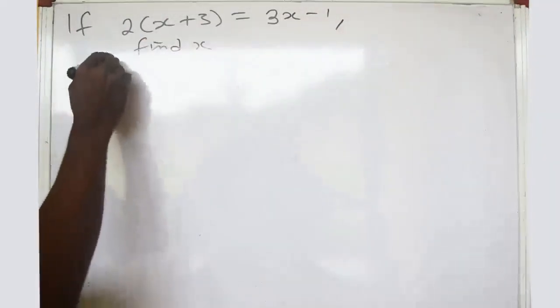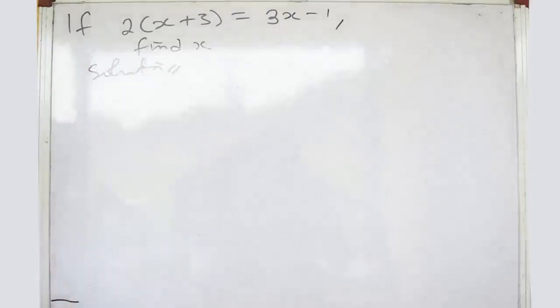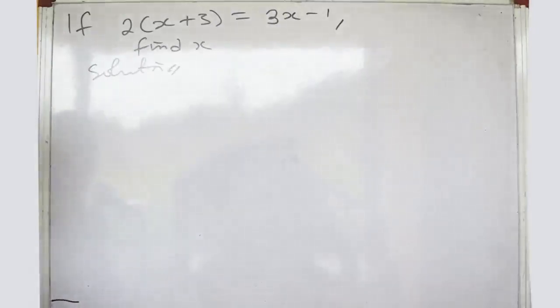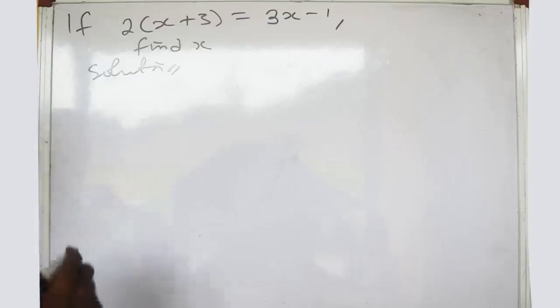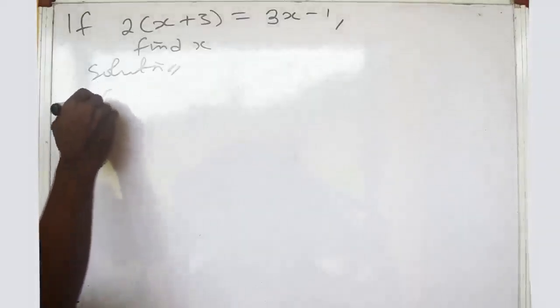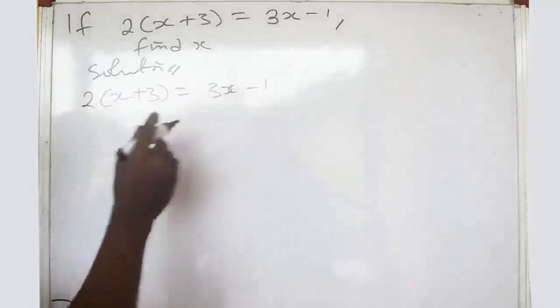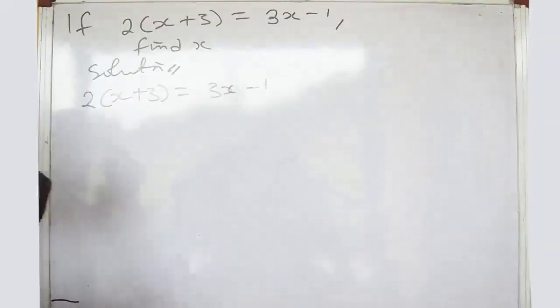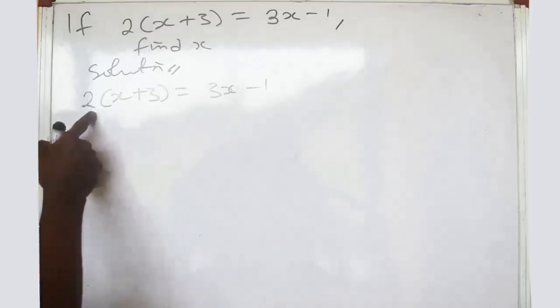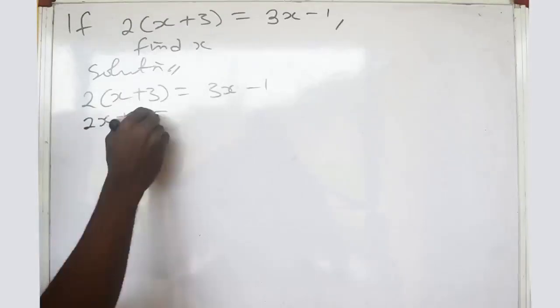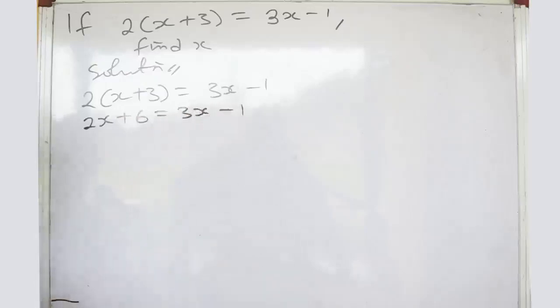So all we need to do is the solution. This is likely to give us an answer that is a fraction. So we bring this down, and we have 2(x + 3) equal to 3x minus 1. We need to multiply out, because this 2 multiplies everything here. 2 times x is 2x, 2 times plus 3 is plus 6, equal to 3x minus 1.